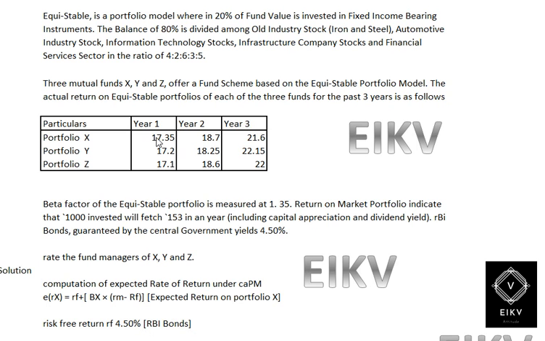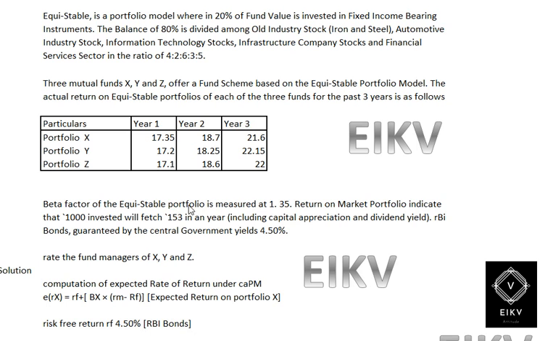For portfolio X, it would be 17.5 for year 1, 18.7 for year 2, and 21.6 for year 3. For portfolio Y, it might be 17.2 for year 1, 18.25 for year 2 and 22.15. For portfolio Z, 17.1, 18.6 and 22.